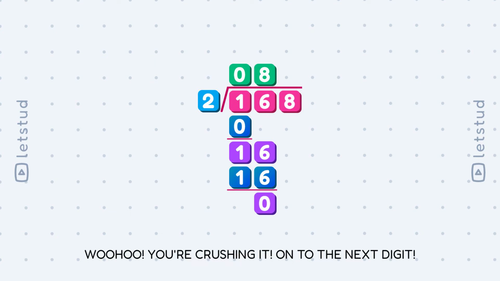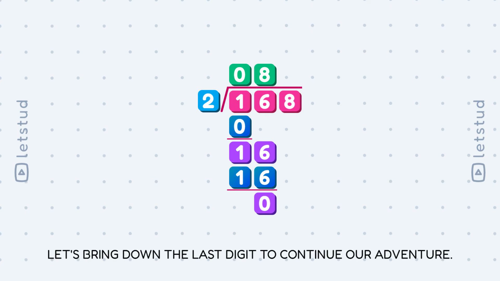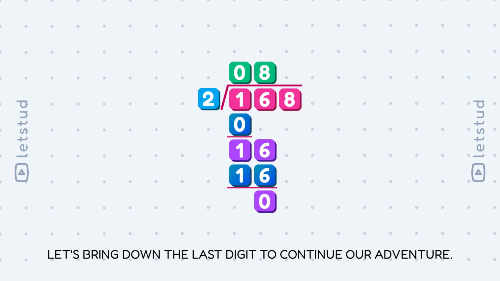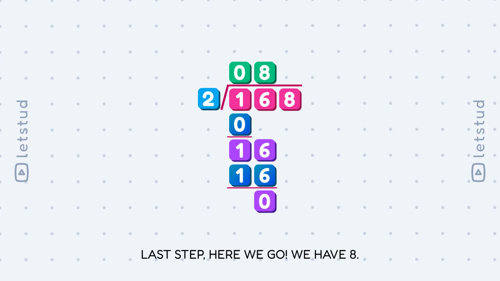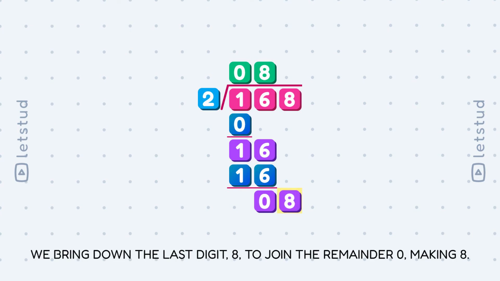Woohoo, you're crushing it, on to the next digit. Let's bring down the last digit to continue our adventure. Last step, here we go, we have 8. We bring down the last digit, 8, to join the remainder 0, making 8.